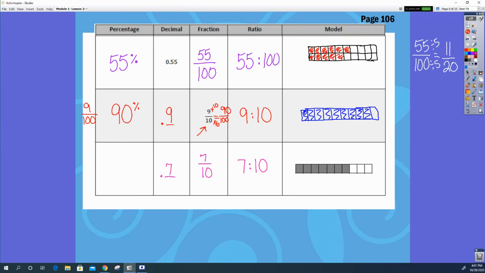And then my percentage is always out of 100. So if my fraction is not out of 100, I need to change it and convert it where it's equivalent to 100. So 10 times 10 was 100. 7 times 10 is 70. So that is 70%. Percentage is always out of 100.